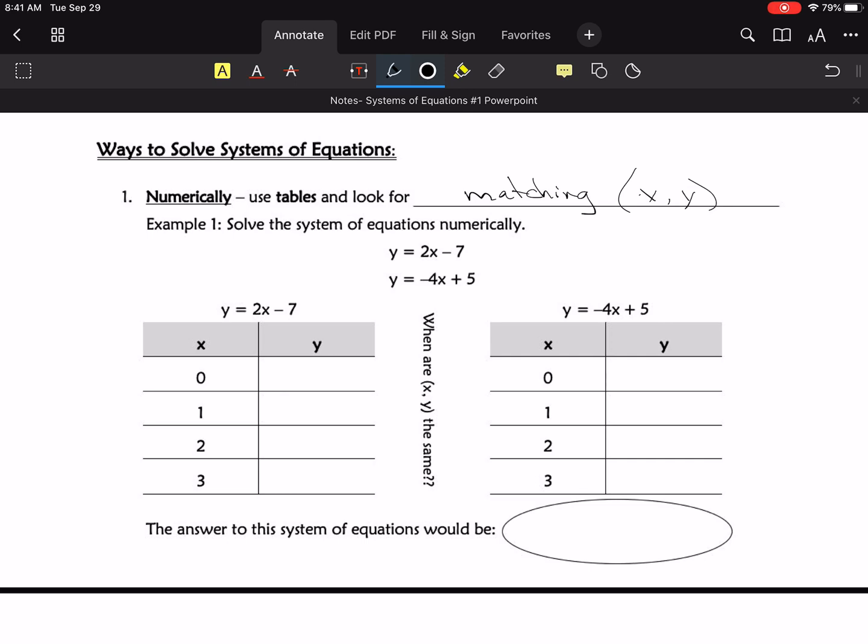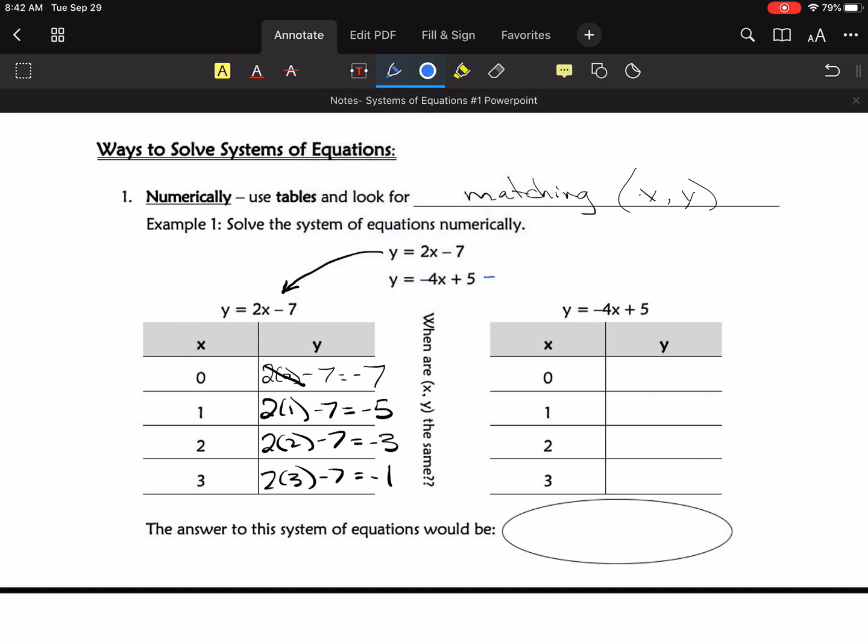So let's start with the first equation. So plug in 0. That goes away, and I'm left with negative 7. Plug in 1. 2 times 1 is 2, minus 7 is negative 5. 4 minus 7 would give me negative 3. 6 minus 7 would give me negative 1.